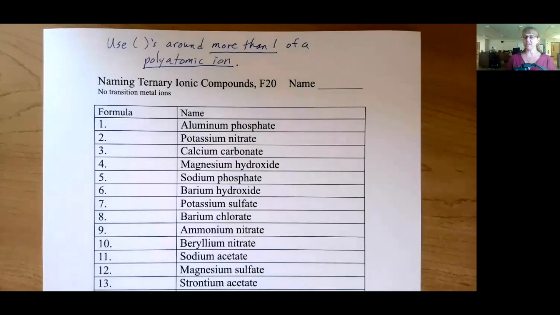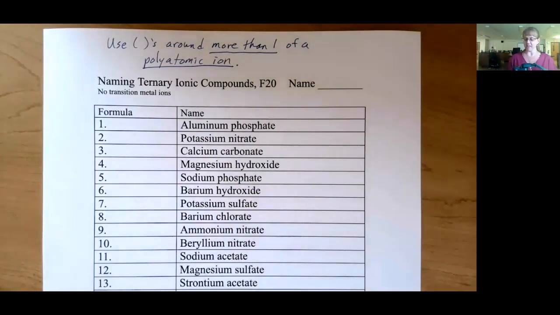When you have a ternary ionic compound, ternary means there are at least 3 different elements in the compound. Yesterday we learned how to name binary ionic compounds with 2 different elements in the compound. Ionic compounds, remember, have a positive and a negative ion, so they are usually made from a metal and a nonmetal. So let's take a look at how to write the formula of aluminum phosphate.